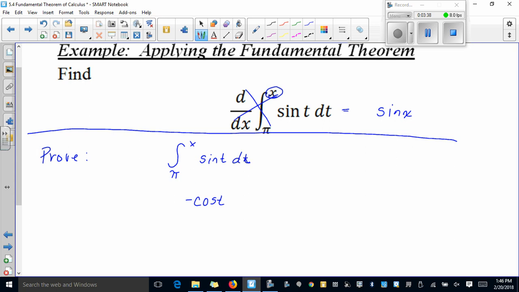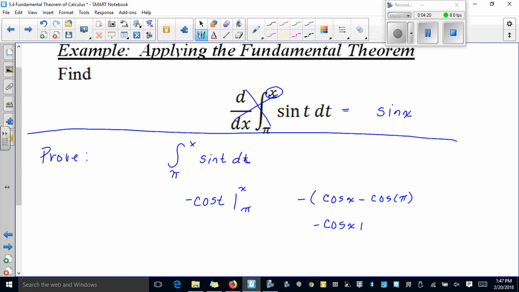So that gives me negative cosine of x minus negative cosine of pi. You guys have already seen how to use this one. Sorry, it's cosine of pi, I'm just working ahead of myself. If I distribute the negative sign through, I get negative cosine of x plus cosine of pi. For those who know their trig, cosine of pi is negative 1. So this is really negative cosine of x minus 1. There's the antiderivative. So I did the integration.